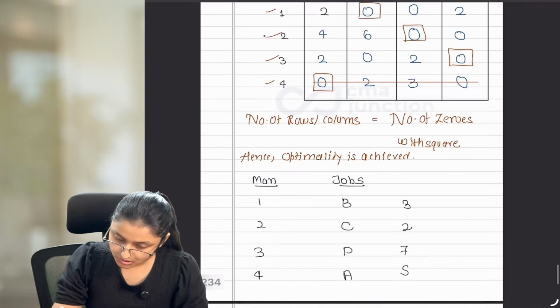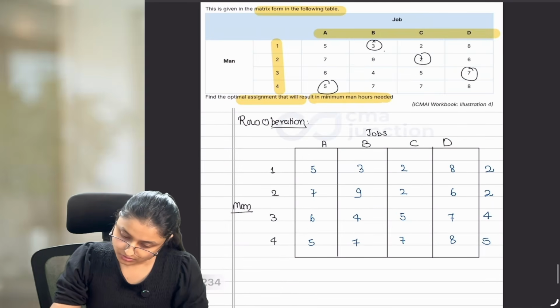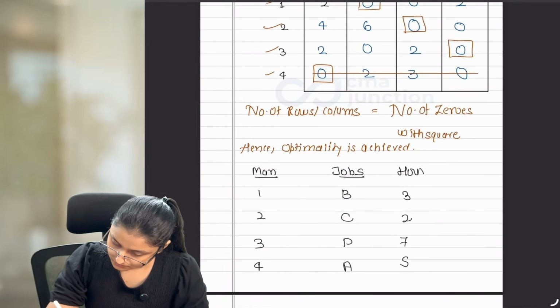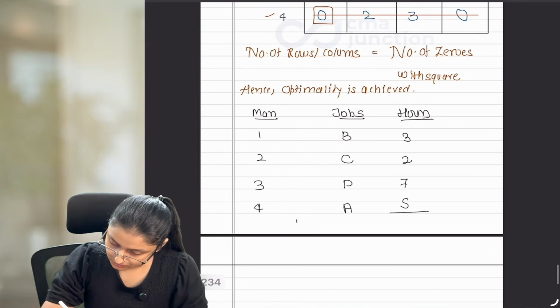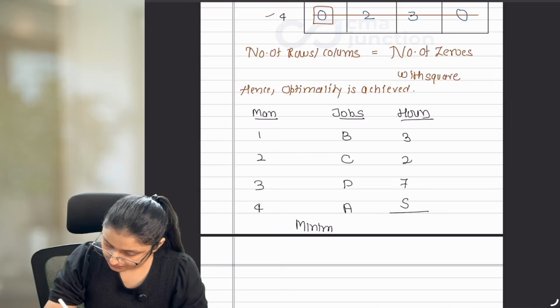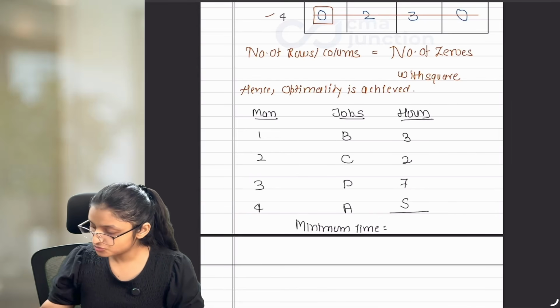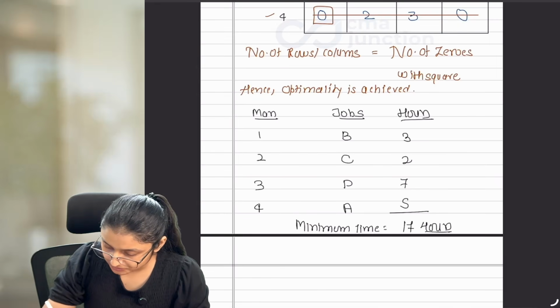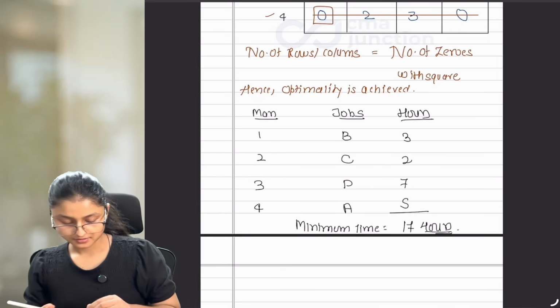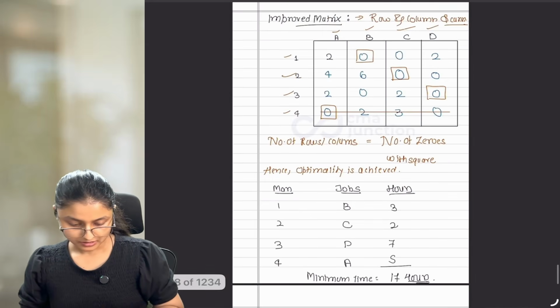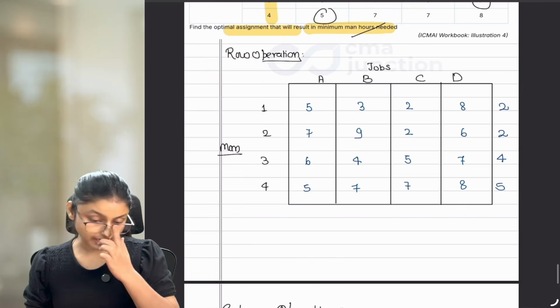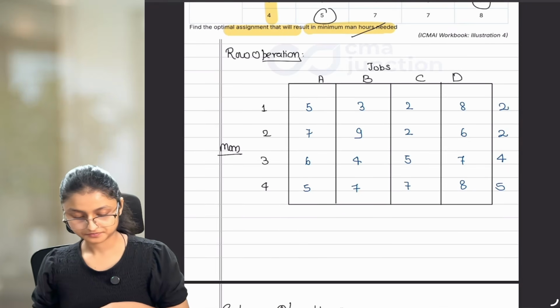This is hours or cost? This is hours, right? So the minimum time is 3 plus 2 plus 7 plus 5, that is equal to 17 hours is your minimum time here. Okay? Now, first, if you have not done this part, do that, and then only we'll discuss the alternative solution of this question.